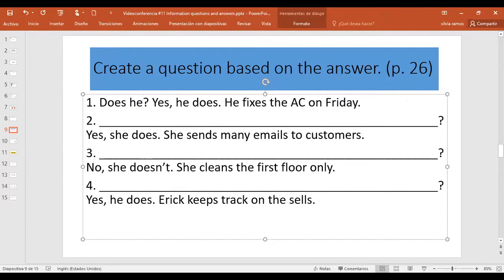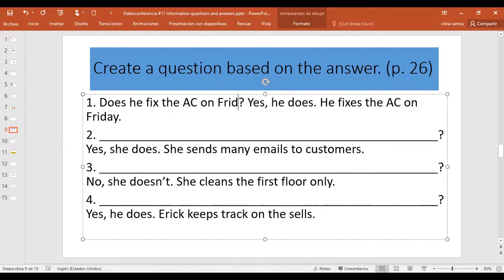Does he fix. What? Does he fix? Okay. Does he fix the AC on Friday? Very good. On Friday. And the answer is very simple, right? Yes, he does. He fixes the AC on Friday.